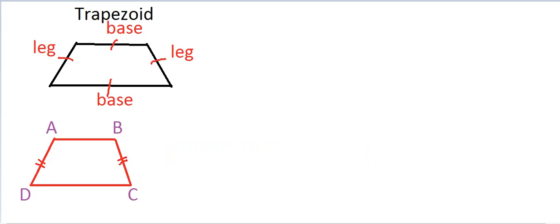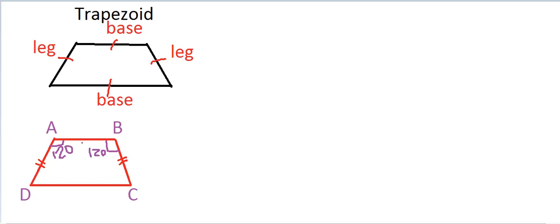Now, the important thing that we are going to remember is the base angles. Here, the base angles are congruent, so these two are congruent. Say for example, angle A measures 120. Therefore, angle B measures 120 as well.